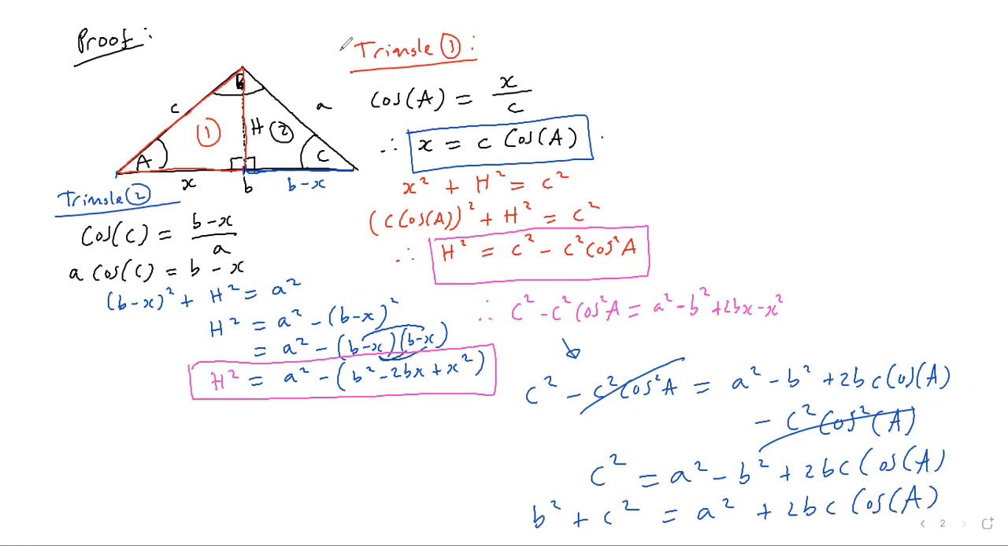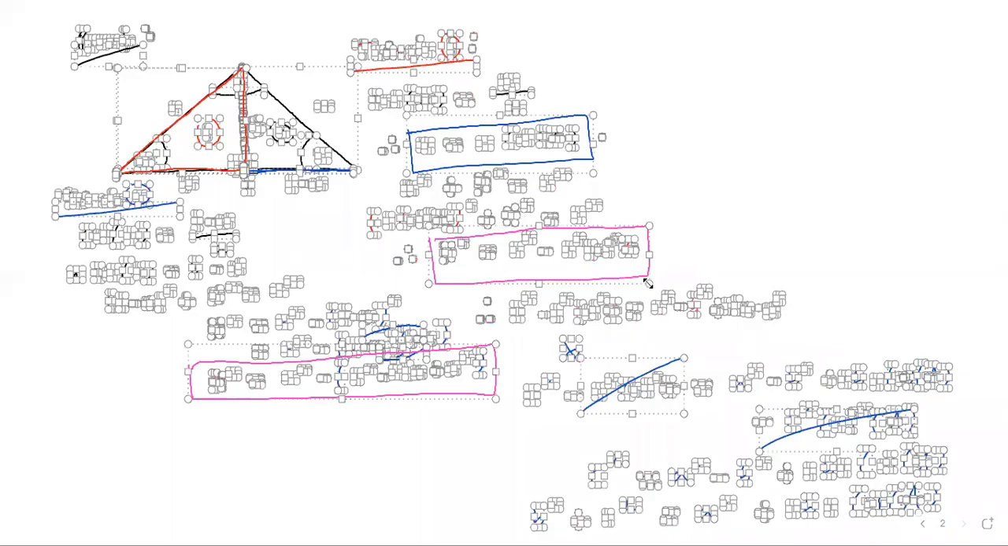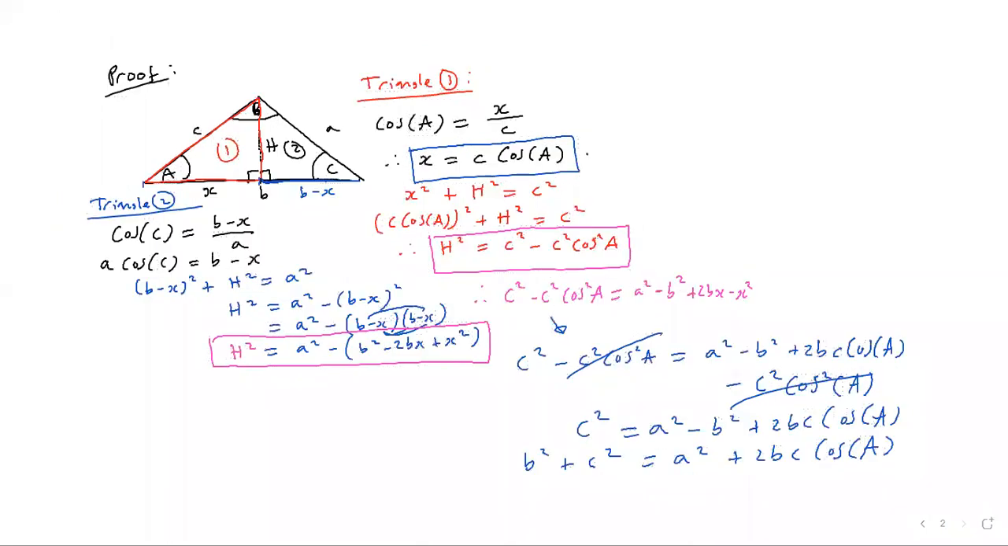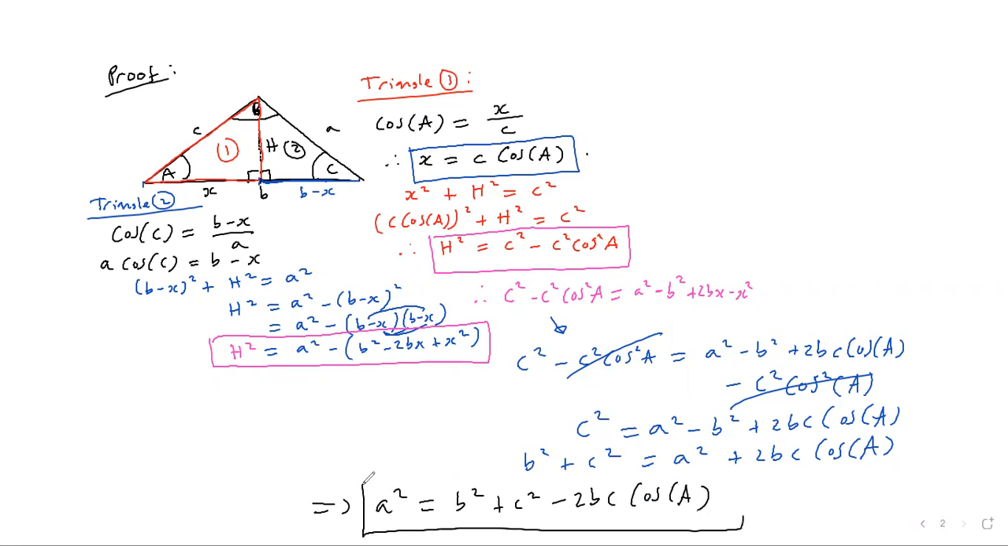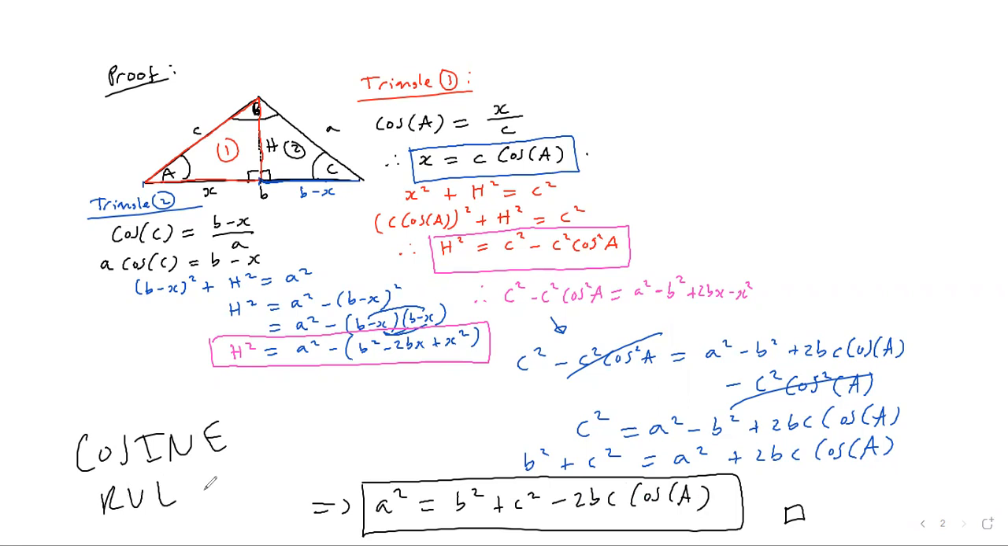And then finally, we can do the last step. We can take away the 2bc cos a from both sides. And if we do that, we will get the final result. So therefore, we get that a squared equals b squared plus c squared, and then minus 2bc cos a. And that was our proof. So that proves the cosine rule, or the law of cosines, or the cosine law. Yeah, this is the cosine rule.